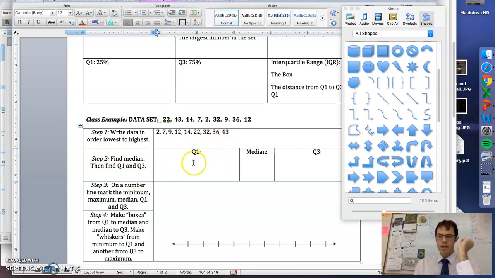So step 2, the next step, is to find the median. If I go through and cross them off, that one, that one, that one, that one, then we've got 14 left as our median. 1, 2, 3, 4, 5, 6, 7, 8, 9. If there are 9 numbers in the set, I should have 4 numbers on one side and 4 numbers on the other side. So 1, 2, 3, 4 numbers. 14 here is going to be my median.